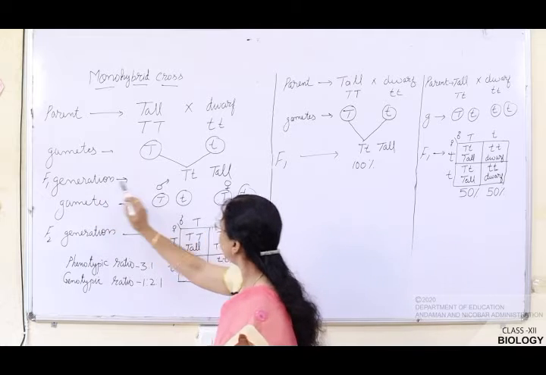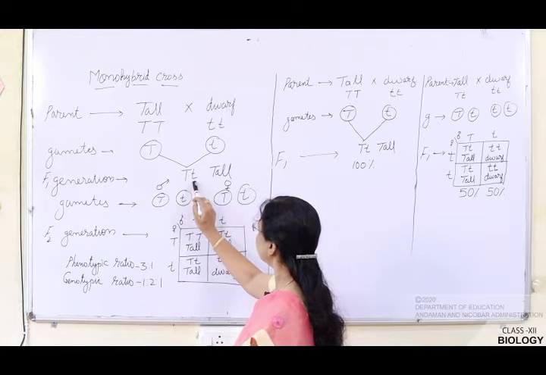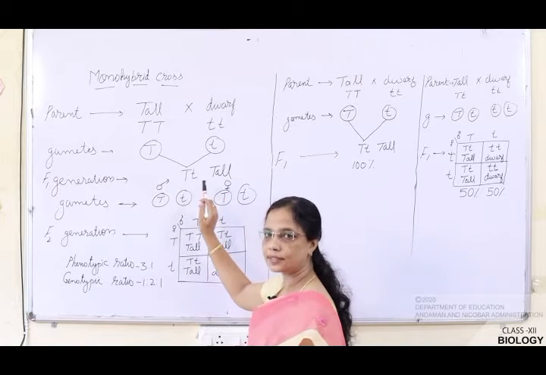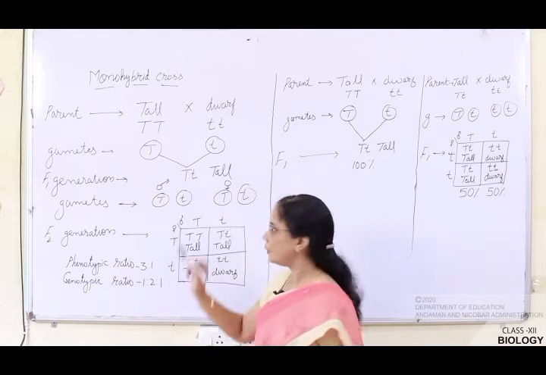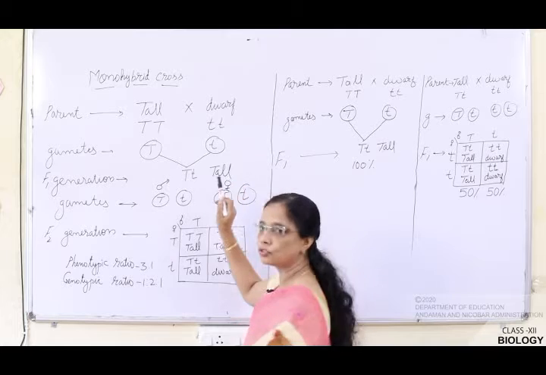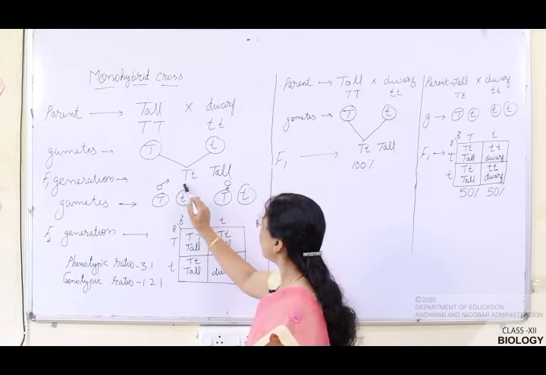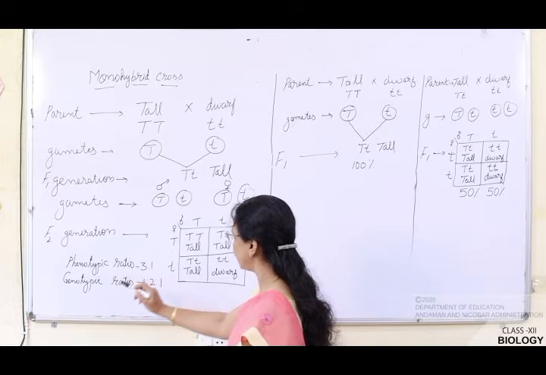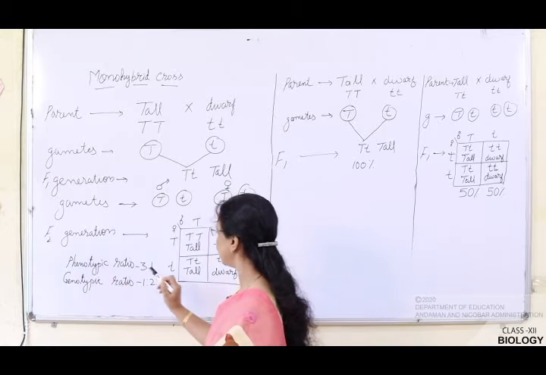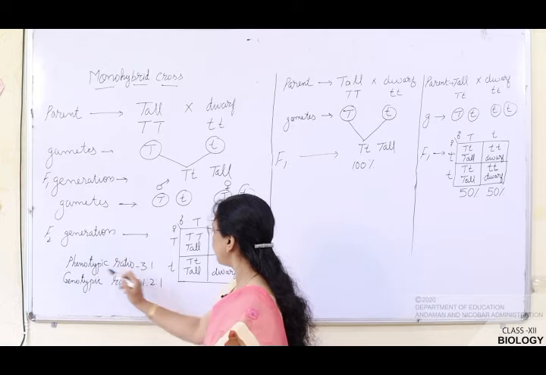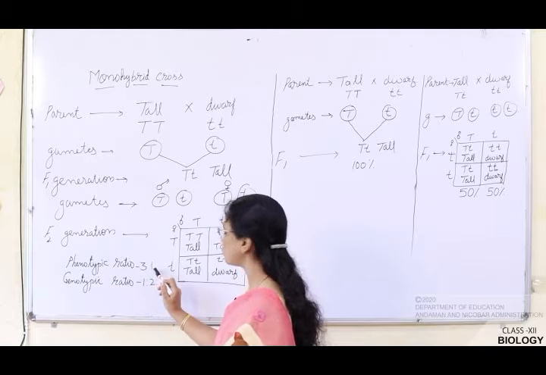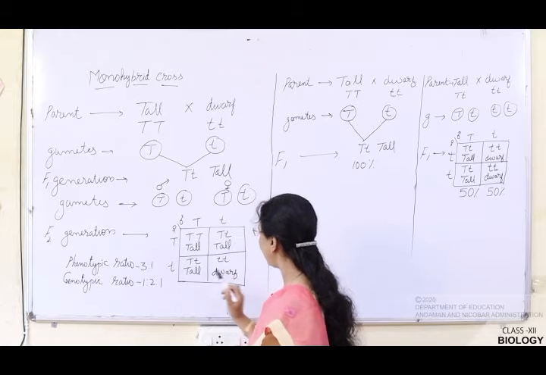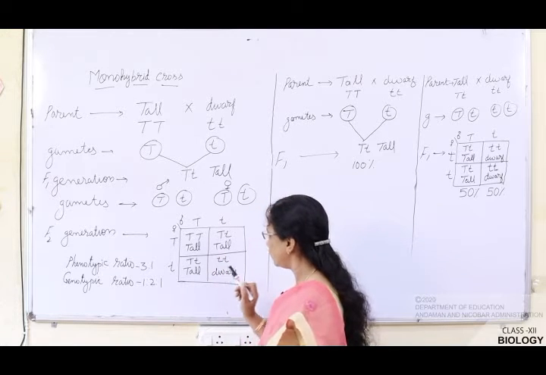Now you see the F1 generation. In the F1 generation, all the progeny show only one character, that is the tall character. Phenotypically this plant is tall, genotypically it is heterozygous dominant. Now come to the F2 generation. The phenotypic ratio is 3:1, that means 3 tall plants and 1 dwarf plant.